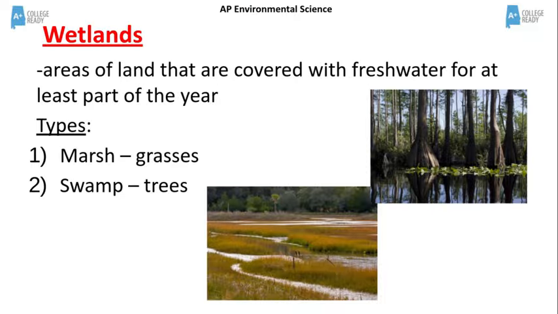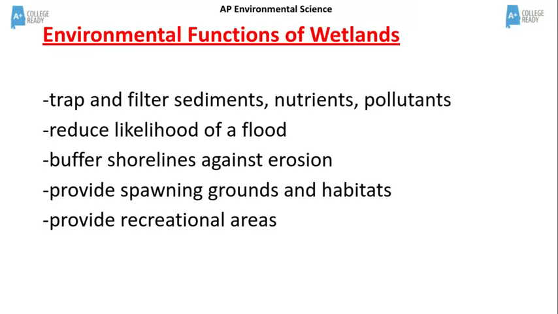Wetlands are areas of land that are covered with fresh water for at least part of the year. Marshes are characterized by grasses, and swamps are characterized by trees. Wetlands have several environmental functions. They trap and filter sediments, nutrients, and pollutants. They reduce flooding. They buffer the shorelines against erosion. They provide spawning grounds and habitats for wildlife, as well as recreational areas for humans.